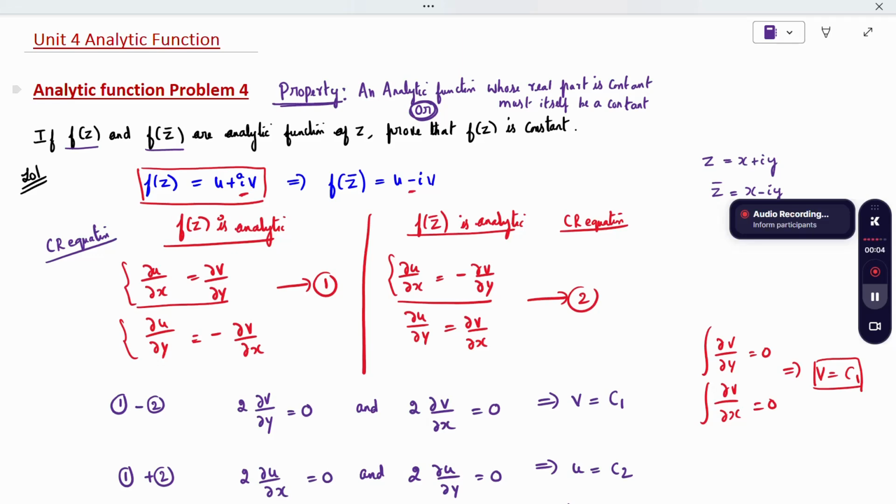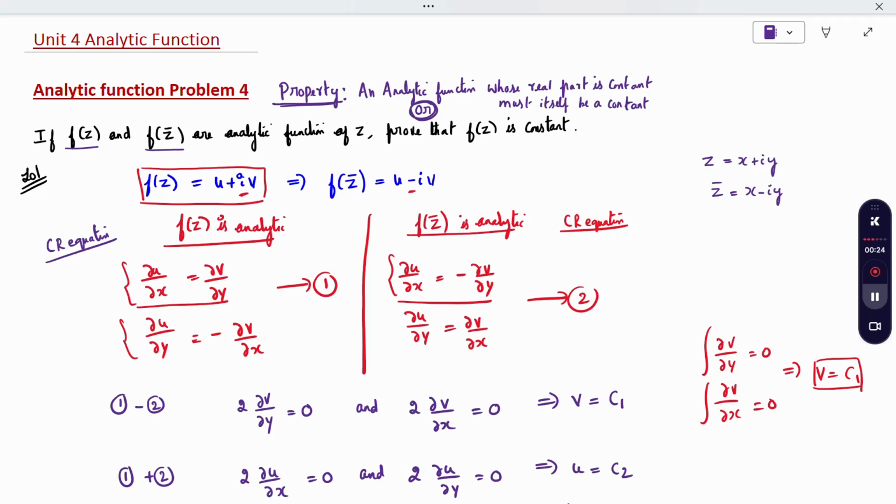Hi all, today's topic is analytical function. In this, the first problem is: an analytical function whose real part is constant must itself be a constant. Okay, if the real part is constant, then the function itself is a constant. So that is the meaning.